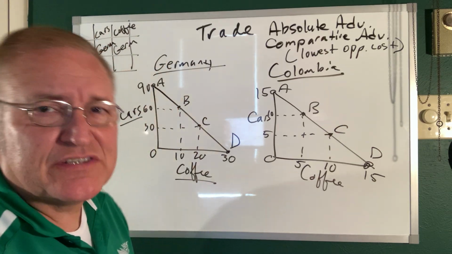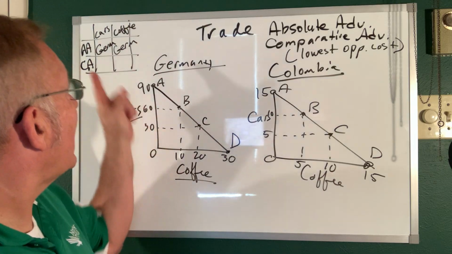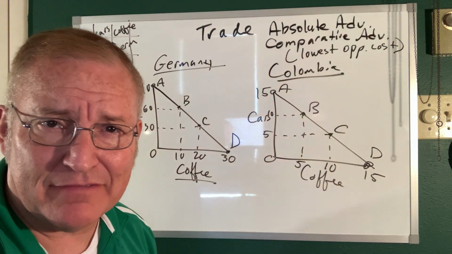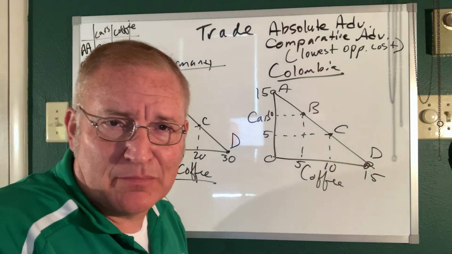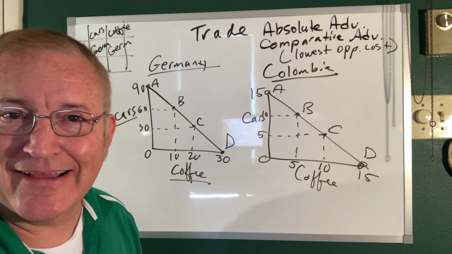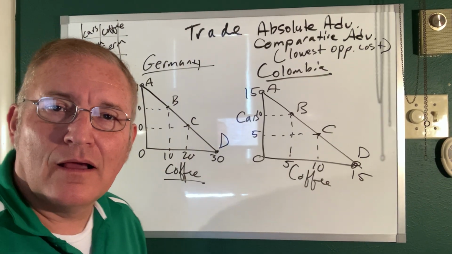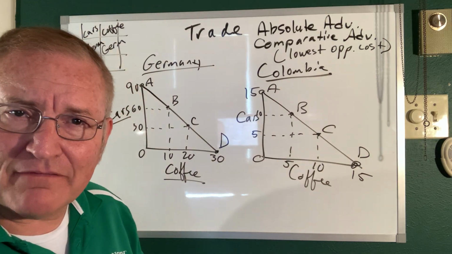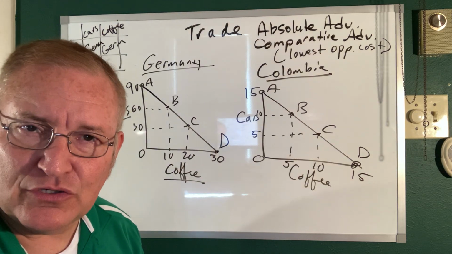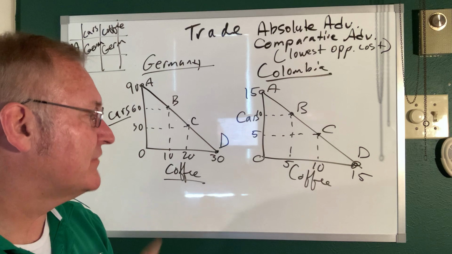All right, so as we saw, we're looking at Germany and Colombia, and Germany has both the absolute advantage in the production of cars as well as coffee. But that's not what trade is based upon, right? Trade is based upon comparative advantage. So how are we going to figure out the comparative advantage? What we have to do is look at opportunity costs. We have to understand who has the lowest opportunity cost in the production of cars and coffee.